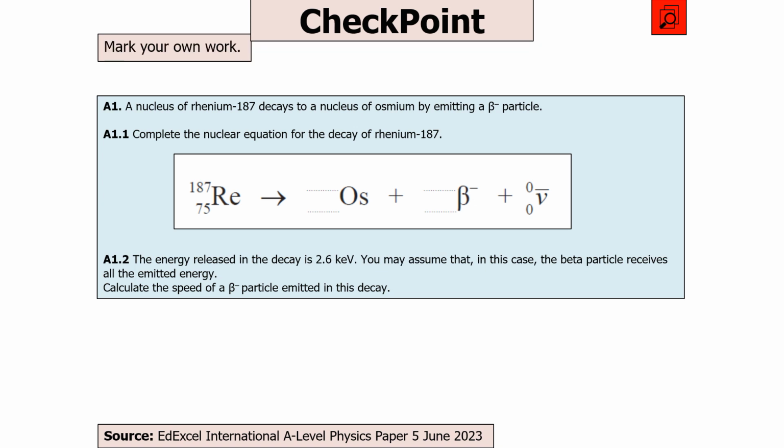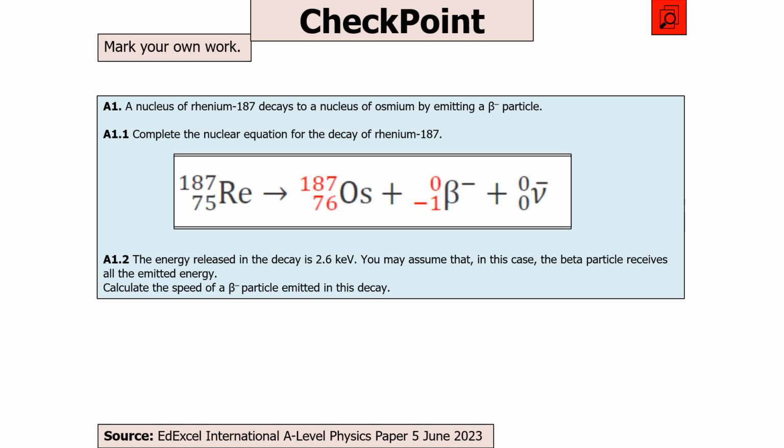So pause the video now, then unpause the video when you want to go through your answer. Right, in this first one you've got to remember the beta minus particle is an electron, so it's going to have a value of 0 on the top and -1 on the bottom. Now the numbers on the top have to all add together, so 187 before equals 0 plus another value which is 187, and then 75 before equals -1 plus another value which is 76.